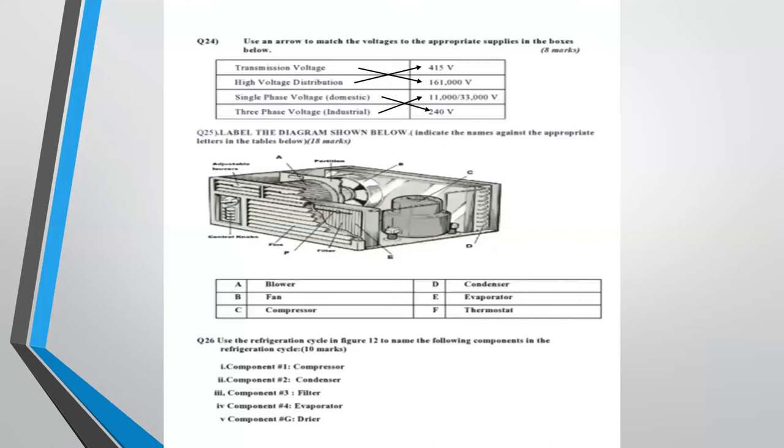Let's go to the next question. It says label the diagram shown below. Indicate the names against the appropriate boxes. So it's already in the box. So the first one, A, is a blower. B is a fan. C is a compressor. D is a condenser. E is an evaporator. And F is a thermostat.